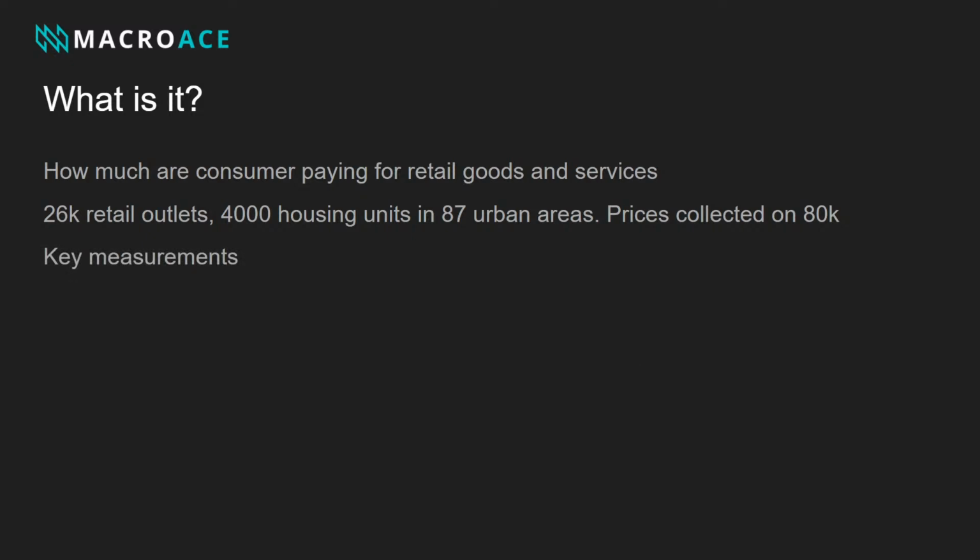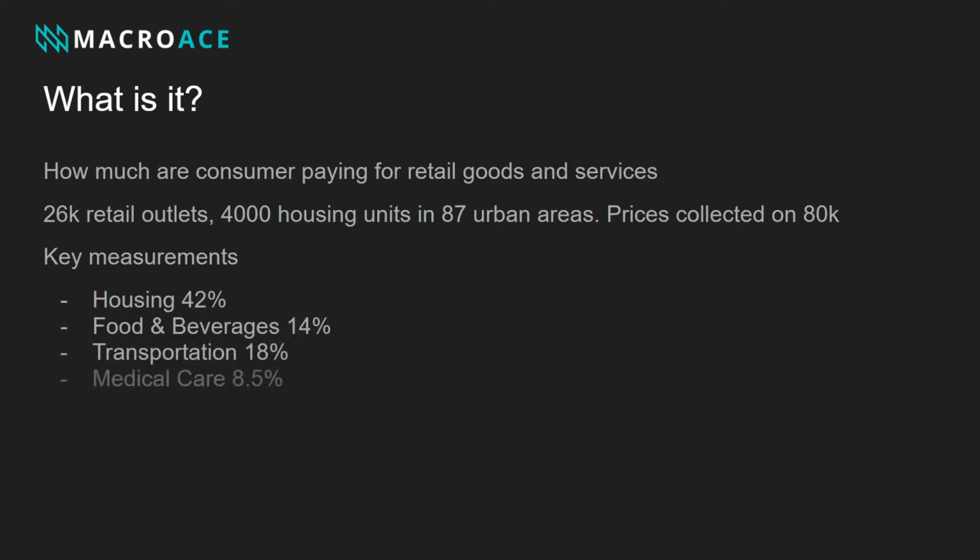Also, some key measurements then. I'd emailed and spoken to one of the people from the BLS, the Bureau of Labor Statistics, and the figures I had for the key measurements were more or less the same as I had beforehand, with only a slight update. So you have housing, which is about 42% weighted of the CPI report. That's the biggest part of the report. Then you have food and beverages, about 14%, transportation, about 18%, and medical care, which makes up about 8.5% of the CPI report in total.